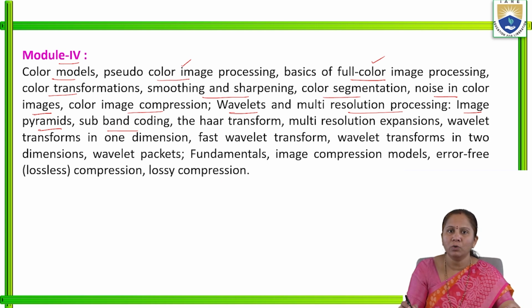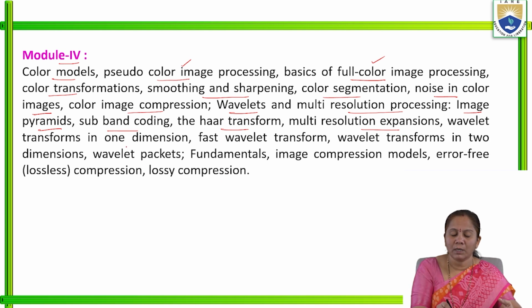And in subband coding, we divide the original image into different limited subbands, and then we process them. At the output, all these subbands are combined again, and we frame the original output without any loss of information. And we have discussed the Haar transform, how to represent that matrix by applying the procedure. And next, multi-resolution expansions.